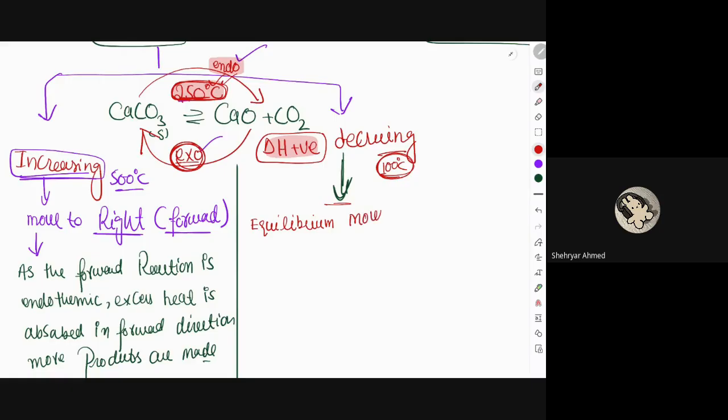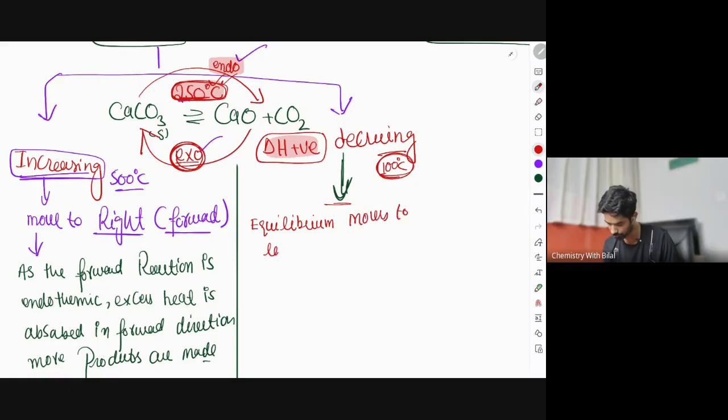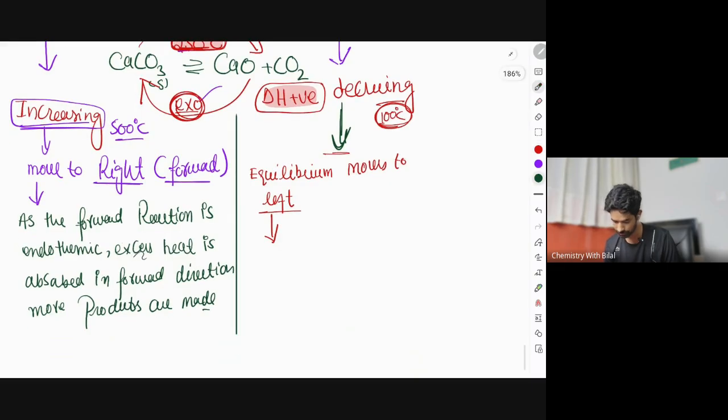Yes, move to the left. Now let's look at the reason. Why will it go there? You have to give the exact same reason. You have to write: as the forward reaction is endo, to compensate the low temperature, the backward reaction is favored.